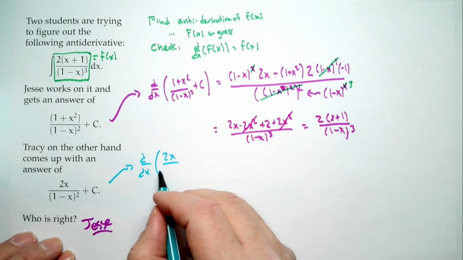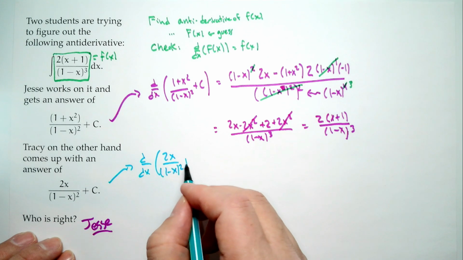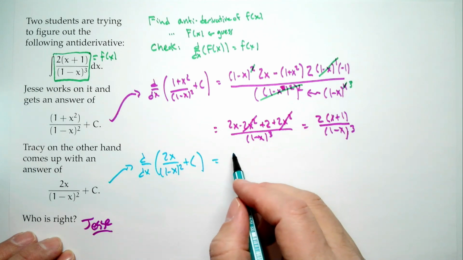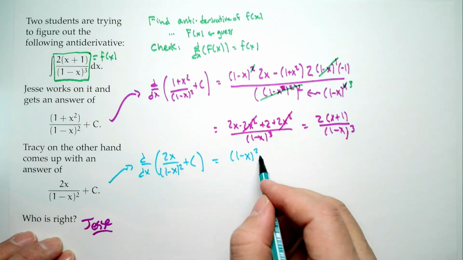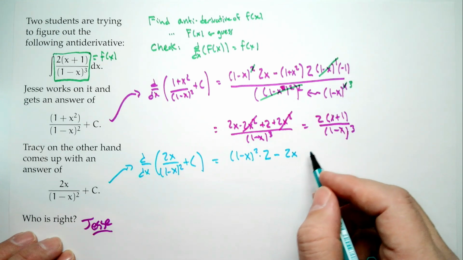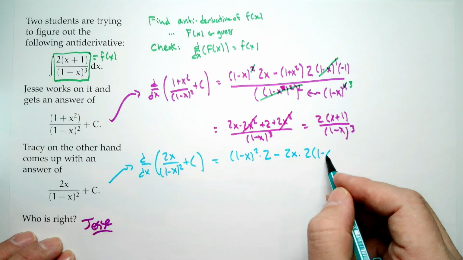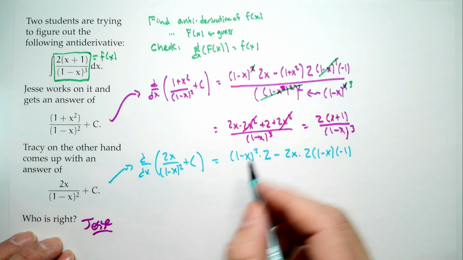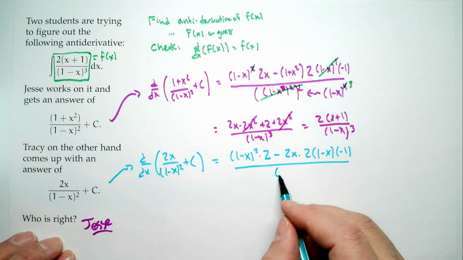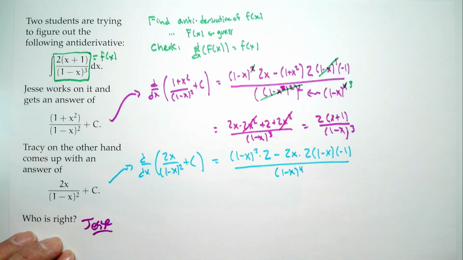Now, we look at this and say, okay, hey, this looks a lot like another quotient rule. Again, the plus t goes away. So we're going to take the bottom times the derivative of the top, which is 2, minus the top, 2x, times the derivative of the bottom, which is 2 times 1 minus x times negative 1, because it's still the same denominator. All over the bottom squared, which would be 1 minus x to the 4th. Now, what would we do here?